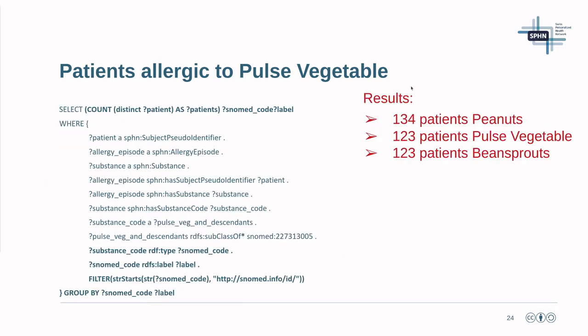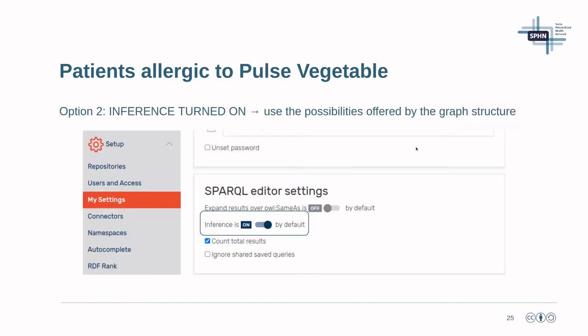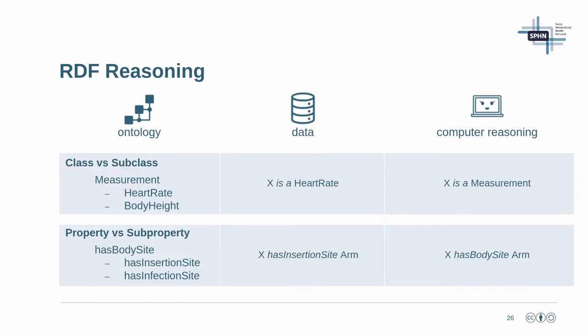So we have the results here that state that we have 133 patients allergic to peanuts, 123 to pulse vegetable, and 123 to bean sprouts. And there is a second option where we can turn on some inference. You can do this by going to the setup, my settings, and turning on the inference. There's also another option to do it for a specific query. We will see that soon.